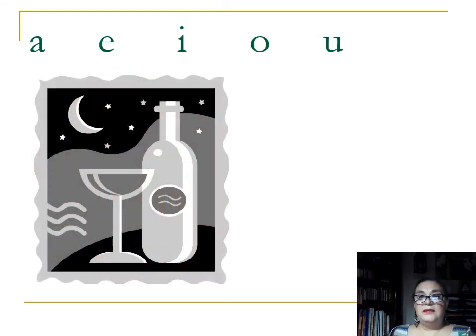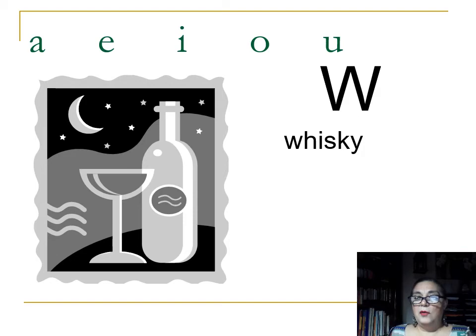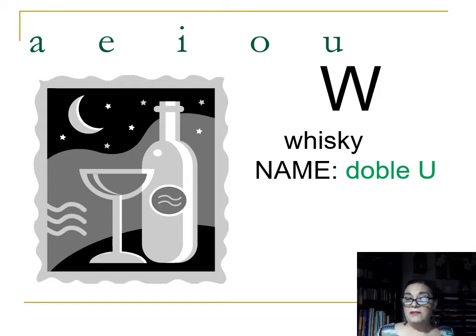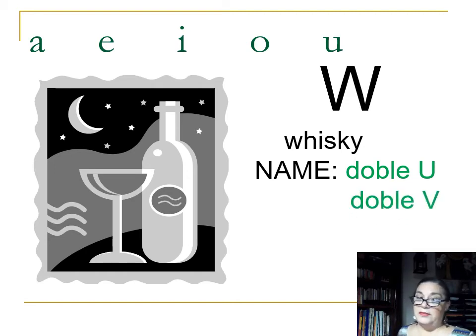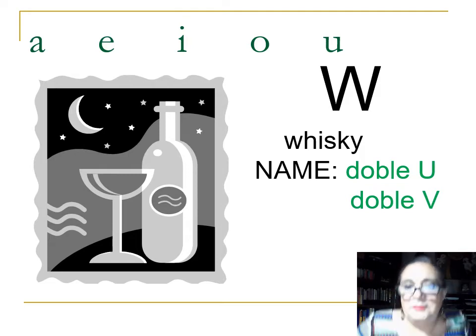Another one is doble u. Also, we say doble v. So there's two ways to say the official name. Doble u, w, or we can say doble v, double v. Okay? Muy bien. So we say wa, we, wi, wo, wu. And basically, we have to memorize those words because we don't have a lot of them. One of them is whiskey, like in English, whiskey. Also, if we know a name, even though it's in English, like Washington, of course, it's wa. Yeah? So remember, it will be wa, we, wi, wo, wu. Okay?